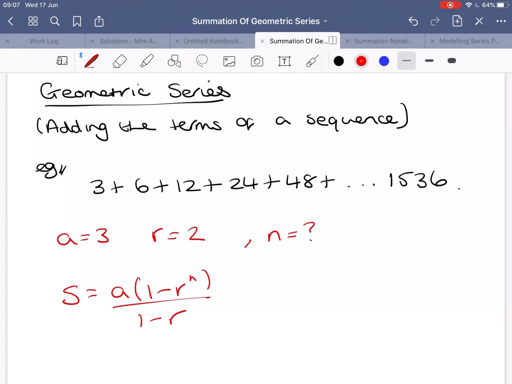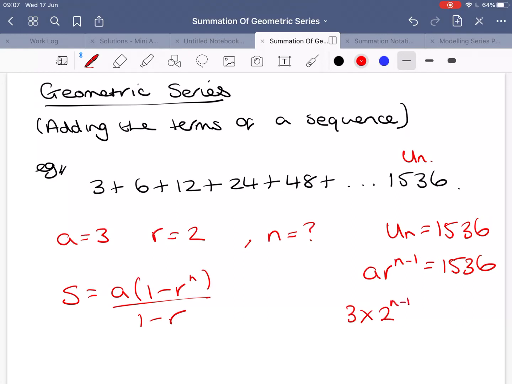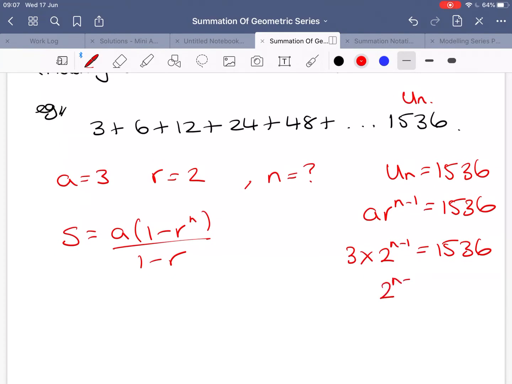Just like we did with the arithmetic series, that's our last term. So we know un is 1,536. So we know ar to the power n minus 1 is 1,536. We substitute in what we know. So we've got 3 times 2 to the power n minus 1 is 1,536. Divide by 3: 1,536 divided by 3 is going to be 512.